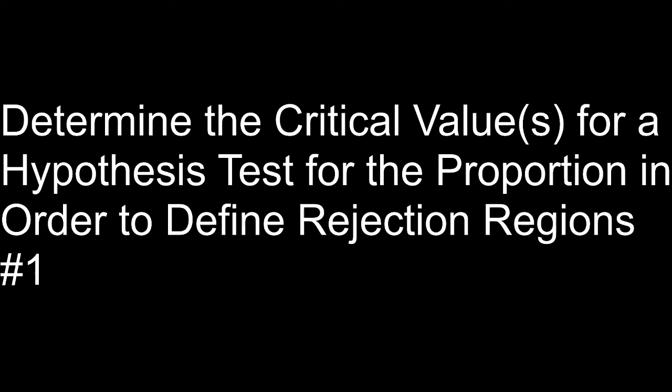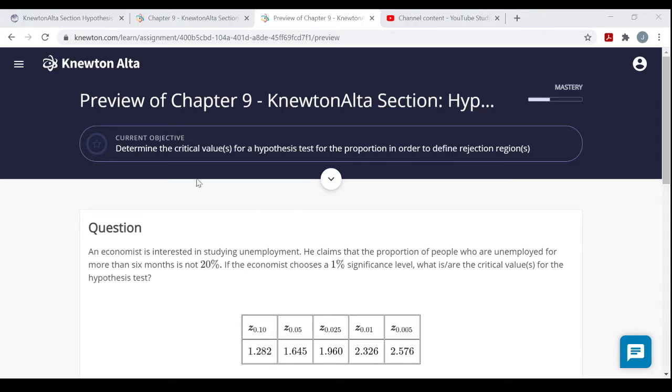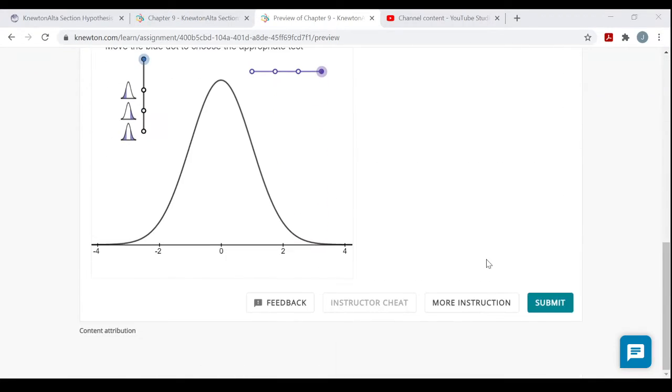So this is the first video on a question related to this objective from your homework that I'm looking at. So let's take a look. Now again, if you're unfamiliar with the objective and want to see some more about it, click on More Instruction, look at the videos, examples, and notes, and hopefully those help you out.